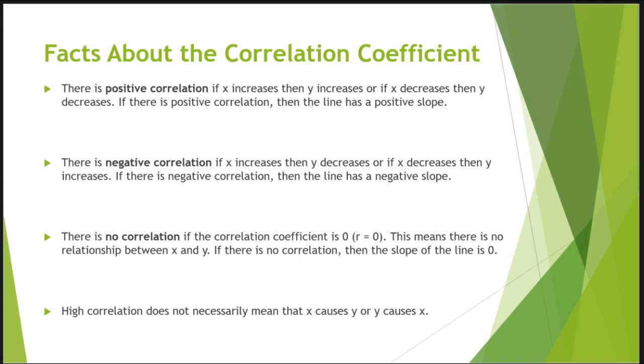There's no correlation if the correlation coefficient is 0, r equals 0. This means there is no relationship between x and y. If there is no correlation, then the slope of the line is 0. High correlation does not necessarily mean that x causes y or y causes x.